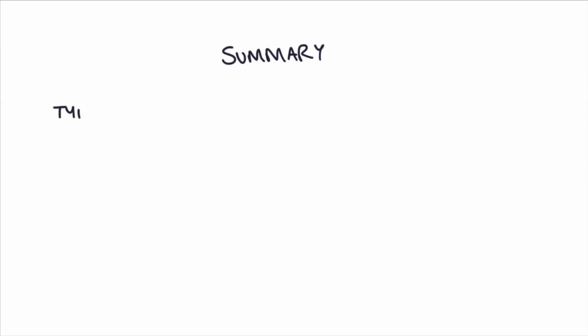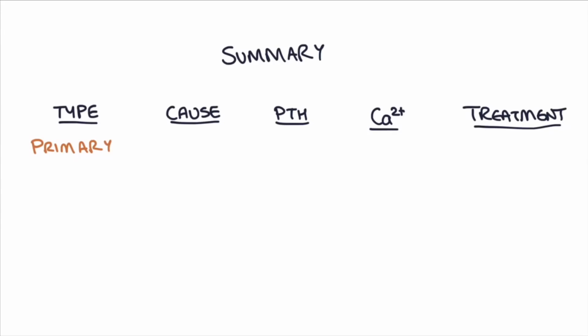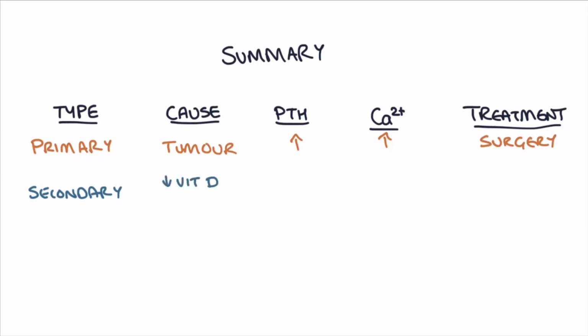So to summarise the types, causes, the effects on parathyroid hormone and calcium, and the treatment: primary hyperparathyroidism is caused by a tumour of the parathyroid glands. It causes a high parathyroid hormone that leads to a high serum calcium, and the treatment is surgery. Secondary hyperparathyroidism is caused by a deficiency in vitamin D or chronic kidney disease. The parathyroid hormone level will be high, but the serum calcium level will be low or normal, and the treatment is to improve the vitamin D deficiency or to do a renal transplant in chronic kidney disease.